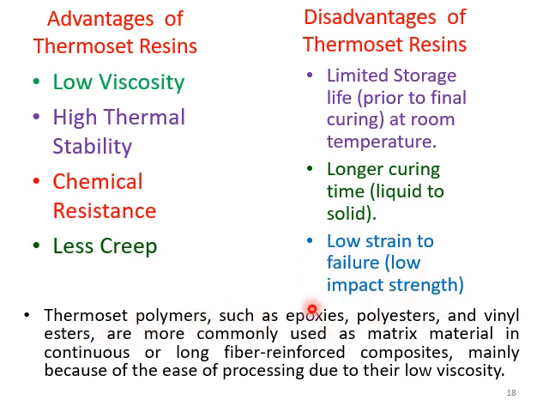So thermoset polymers such as epoxies, polyester and vinyl esters are more commonly used as matrix materials in continuous or long fiber composites, mainly because of the ease of processing due to their low viscosity, right? So why are they popular in long fiber composites or continuous fiber composites? Mainly because of their lower viscosity. Whereas thermoplastic resins are mostly popular with short fiber composites, right? But today thermoplastic resins are also finding applications in continuous fiber composites, for which the concept of production of hybrid yarn is gaining a lot of attention. So what is that? We will see later.